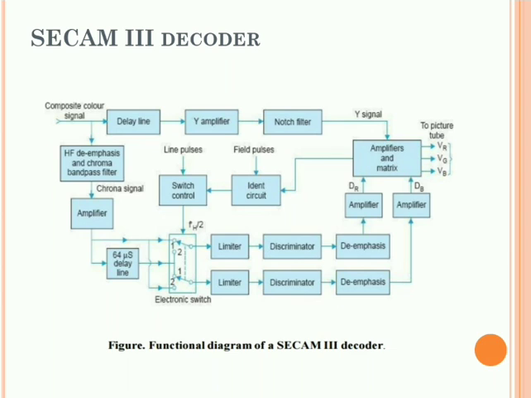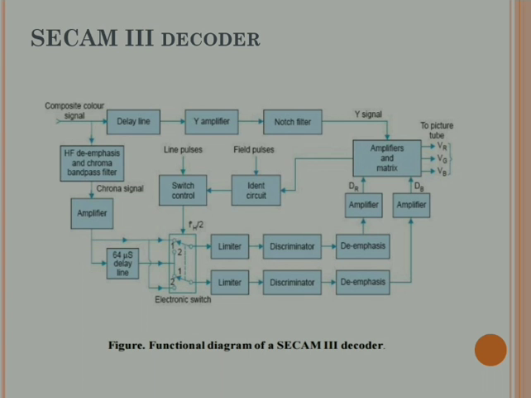After that it is given to the limiter, discriminator and de-emphasis circuit. After amplifying all these signals, they are given to the amplifiers and matrix, and we will get VR, VG and VB at its output. This is nothing but the SECAM decoder functional block diagram. Now we will see the functional block diagram in detail.